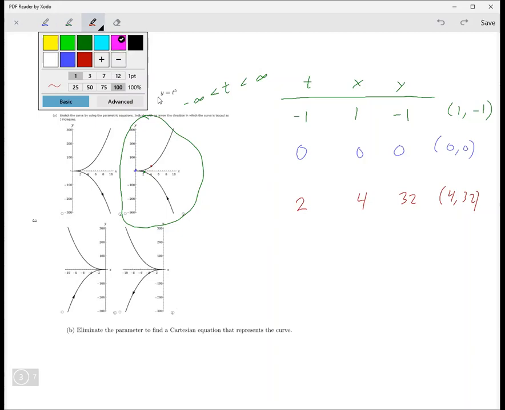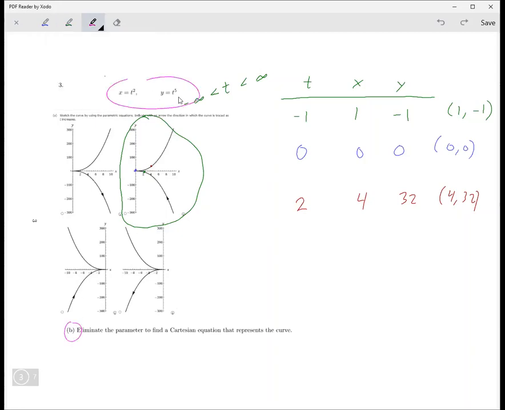Okay, let's try that. So part B, let's take these equations and try to eliminate the parameter. Now x is always positive, but y can be negative. So if we were to solve for y, then because x is always positive, it might give us some trouble. So let's try to solve this for x.